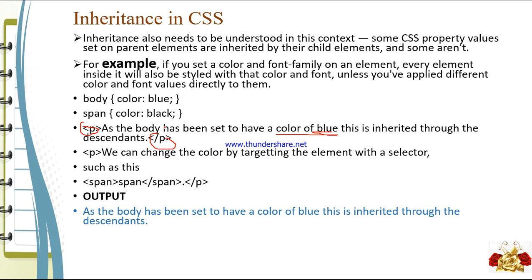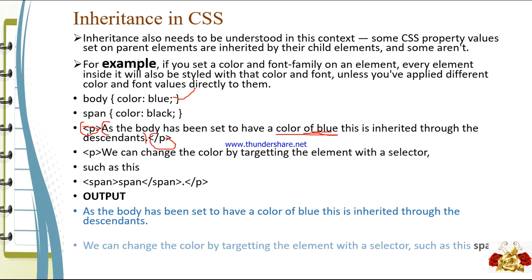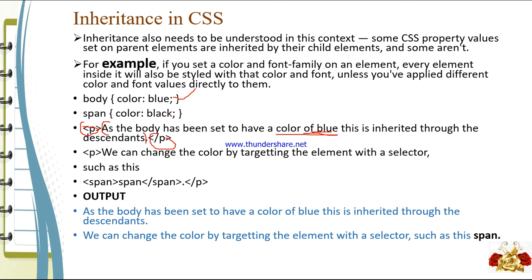I have the message. I think this is the paragraph message. It will show using the color blue. Body color, this is okay. Second, span color black. You can change the color by targeting the element with selectors such as this span. Only this is black. Which one is black? This span is black. The remaining color is blue, already given. The span color is black.